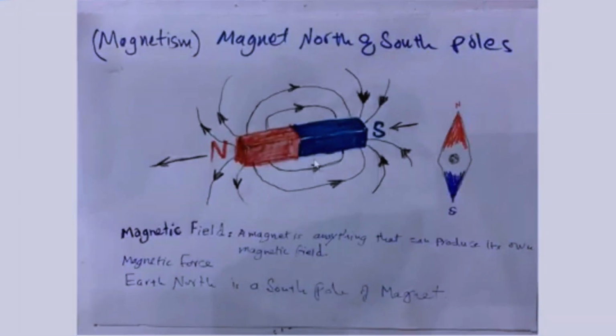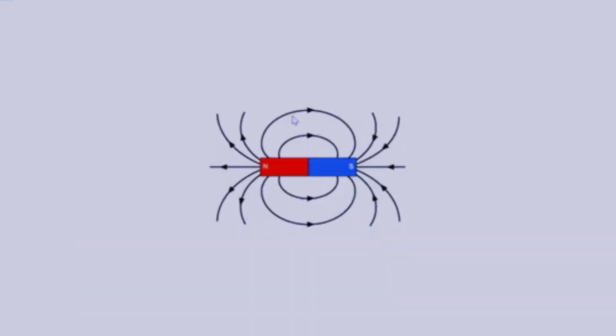A magnet field has two poles. One always wants to go to the north, and that's the north pole. The other is the south pole. The magnetic field of a magnet is like lines getting out of the north pole, while at the south pole they are getting inside. So a magnet is anything that can produce its own magnetic field, which gets out from the north pole and enters the south pole.